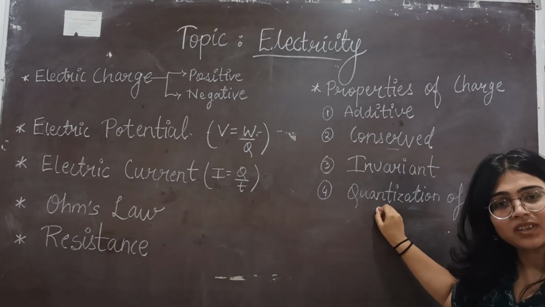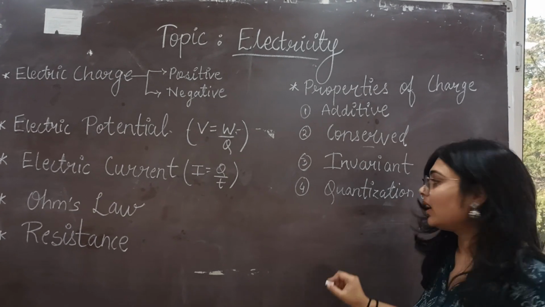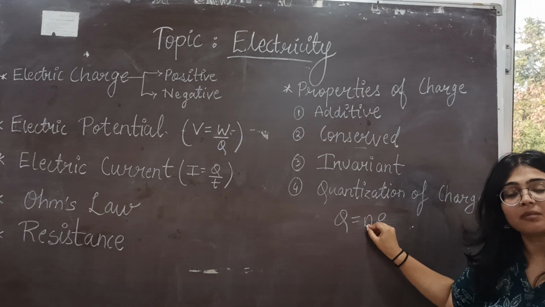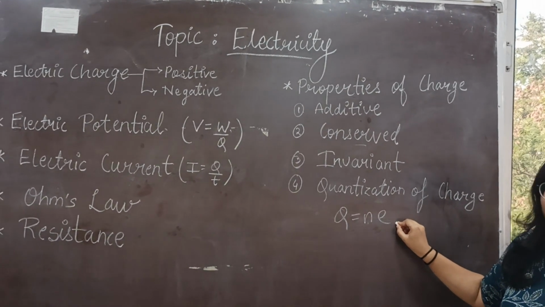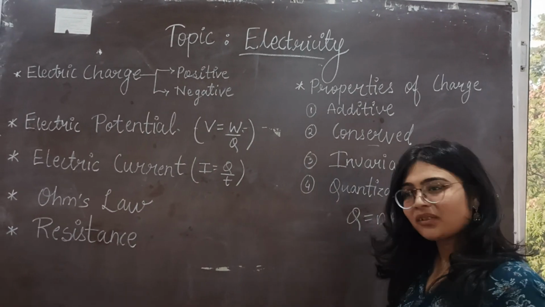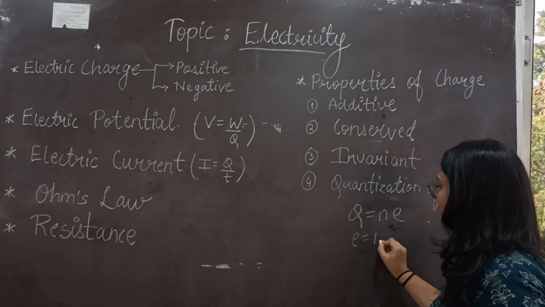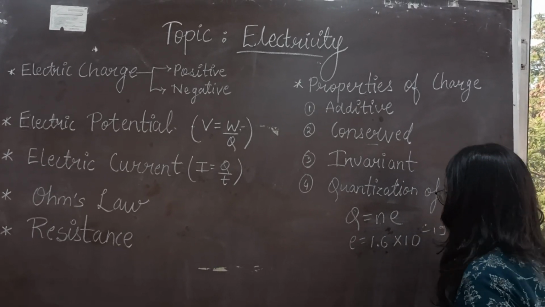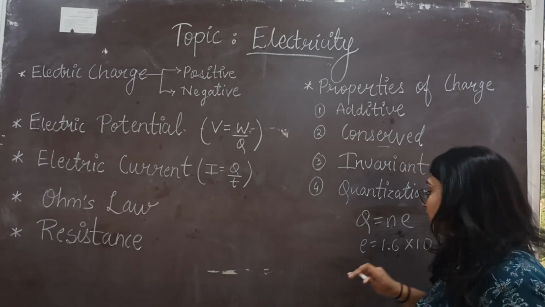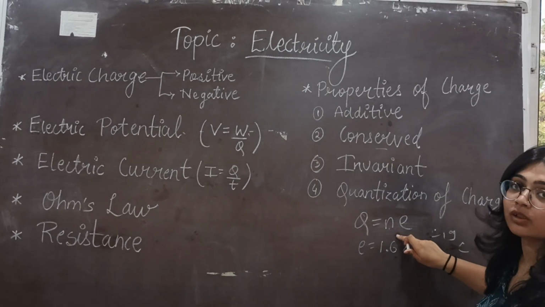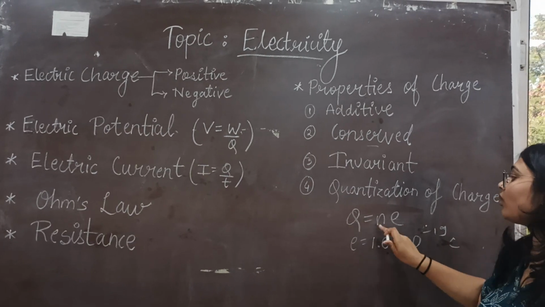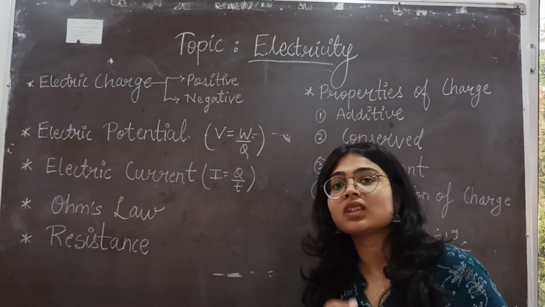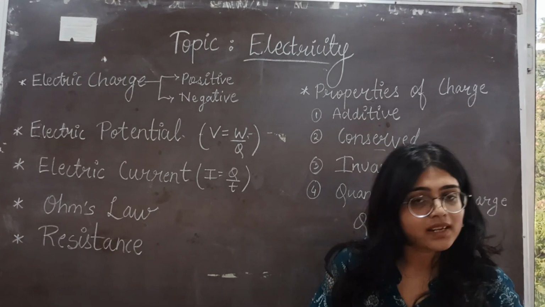Fourth, quantization of charges. We have a formula: Q is equal to NE. Here, N is the number of electrons, E is the charge on an electron. So, what is the charge on an electron? E is equal to 1.6 into 10 to the power minus 19. So, this is the charge on the electron. Q is equal to NE. So, we can calculate the total charge, or we can say if we multiply the number of electrons with this charge, we get the quantization of charges.